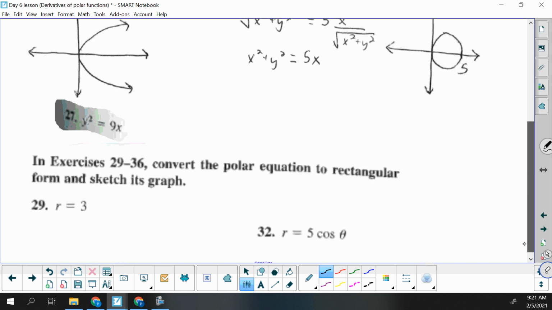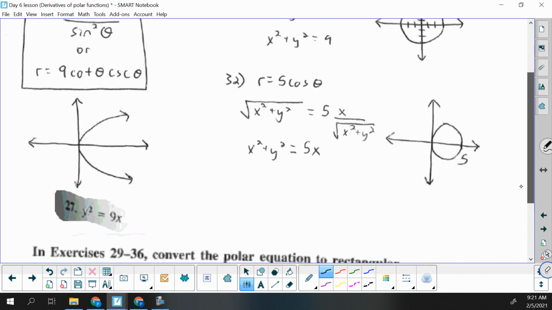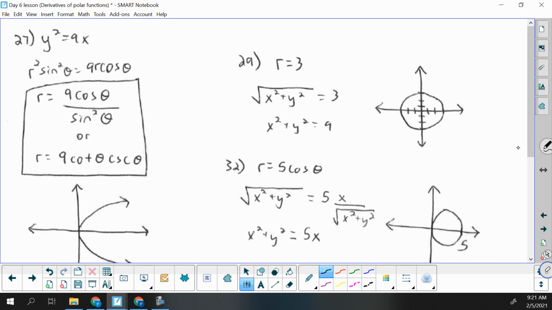Starting with 29, we want to convert to polar equations. So r is the same as square root of x squared plus y squared. And when you square both sides, you just get a circle equation with a radius of 3.